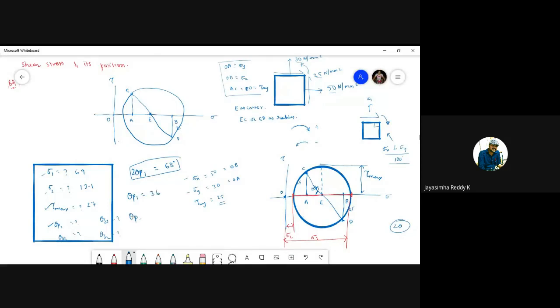And theta p2, students, what is theta p2? Theta p1 plus 90. Similarly, theta s1 is equals to what? Theta p1 plus 45. Similarly, theta s2 is equals to theta s1 plus 90. So if you remember this, you can directly find out all these steps. Otherwise, for finding theta p1, theta p2, you can also mark it here.